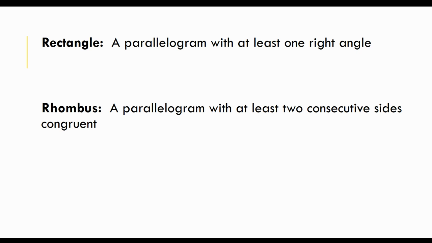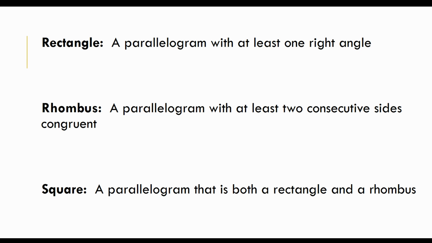We have a rhombus. A rhombus is a parallelogram with at least 2 consecutive sides congruent. So a rhombus is a parallelogram, which means that the 5 properties that we listed for a parallelogram are also properties of a rhombus. A square is a parallelogram that is both a rectangle and a rhombus. So essentially, as I continue to come up with these properties, a rectangle has the 5 properties of a parallelogram, plus some extra ones because now I know I have right angles, and there are other properties as well. I'll give you a checklist with all the properties.